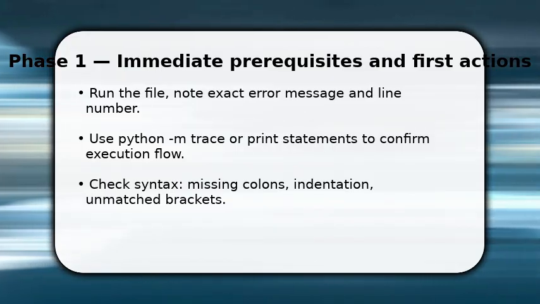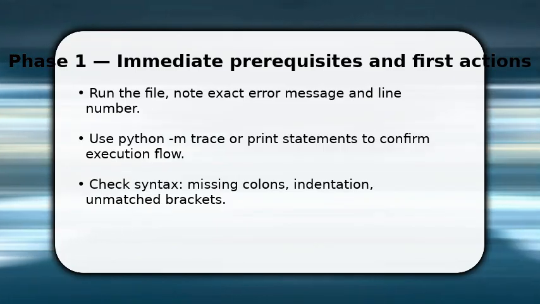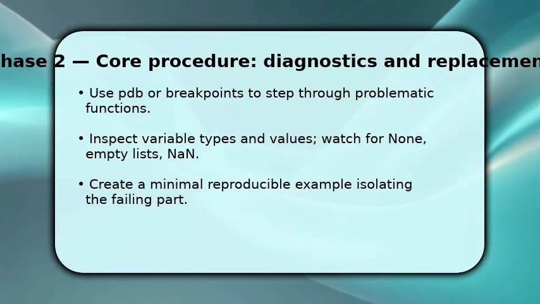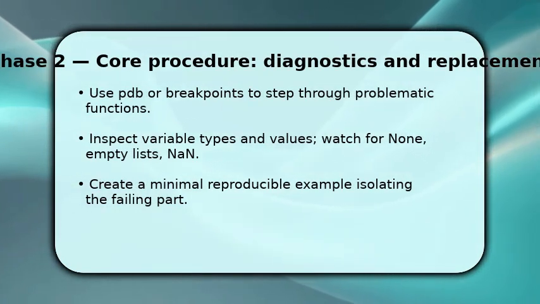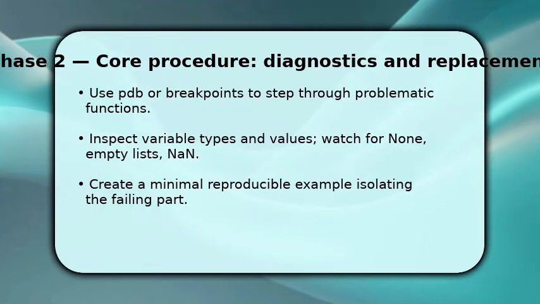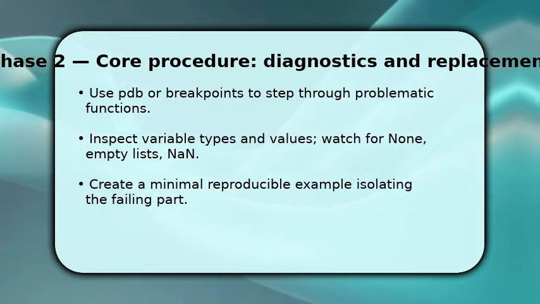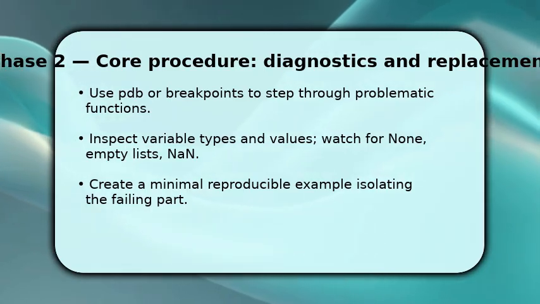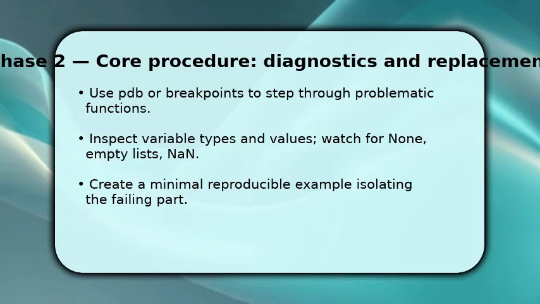Often a missing colon or stray indent is the true cause. Start here to narrow the scope quickly and decisively. You now isolate the failing area using PDB set_trace or an IDE breakpoint, then step line by line to observe runtime state. While paused, inspect variable types and values, because type mismatches often masquerade as other errors.